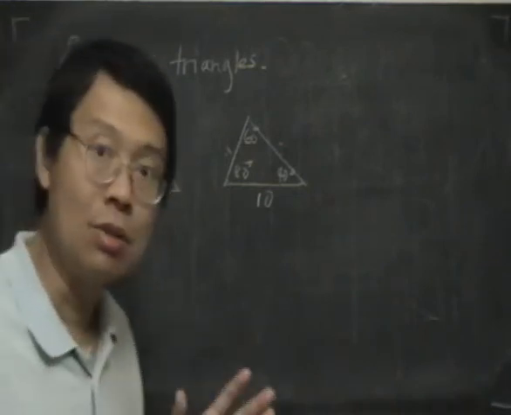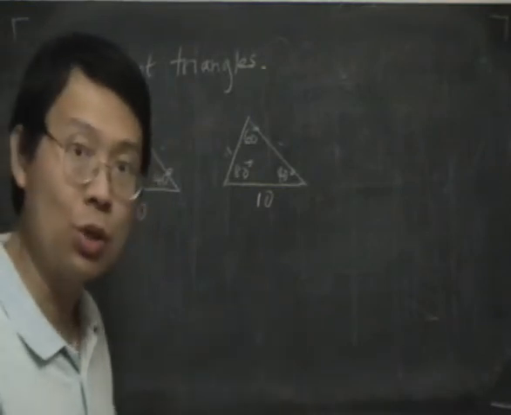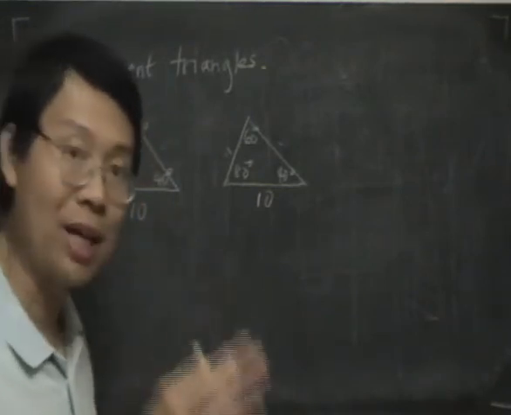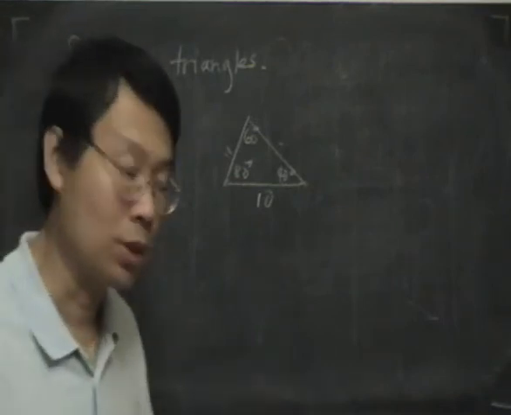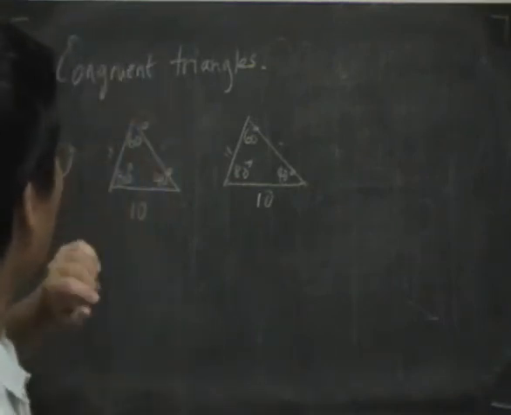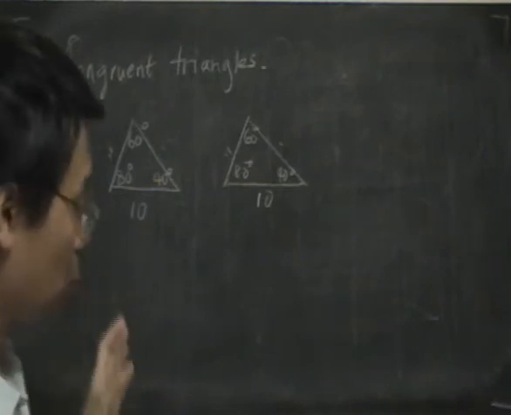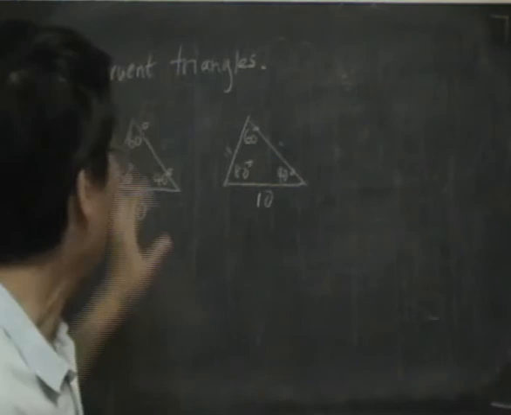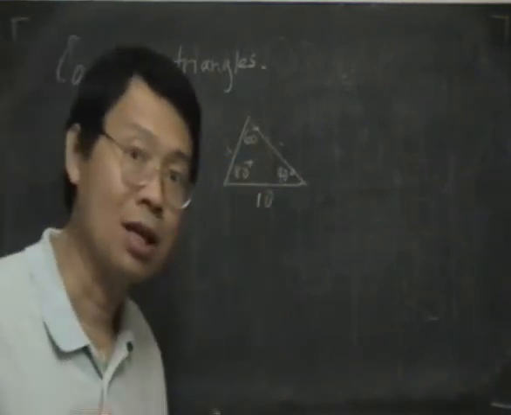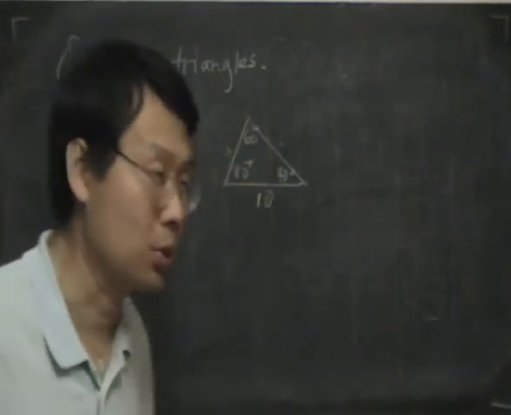Okay, then you can use what you know about the angles and sides of one triangle on the other triangle. So we'll look at one or two examples afterwards. But for now, let us just look at how you can tell whether two triangles are congruent.